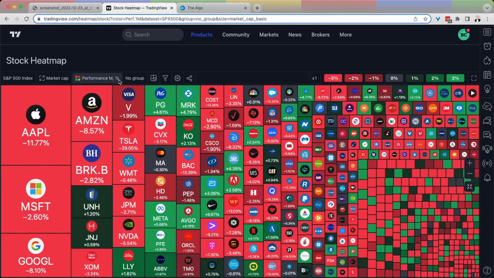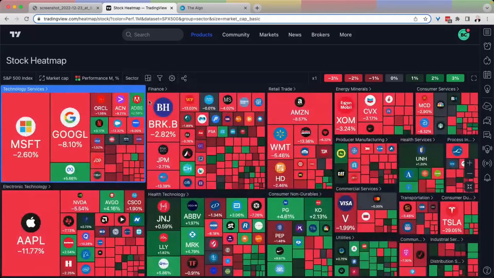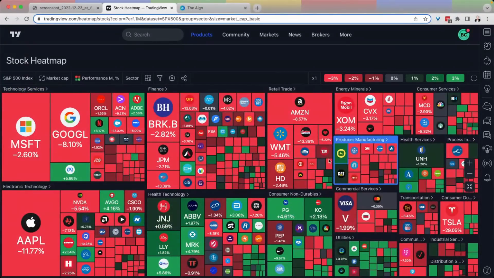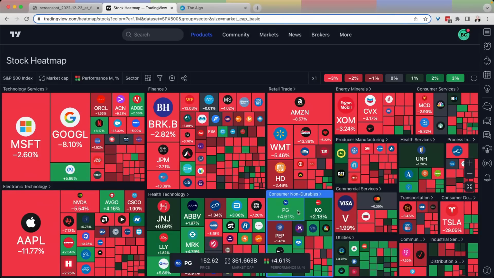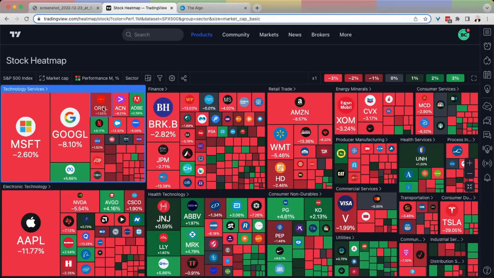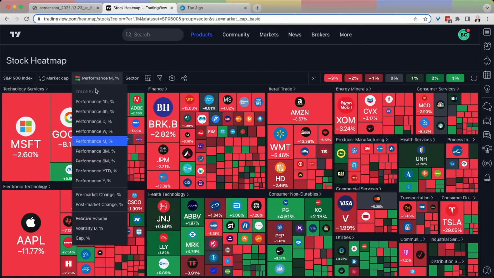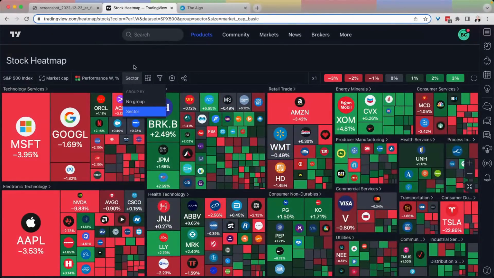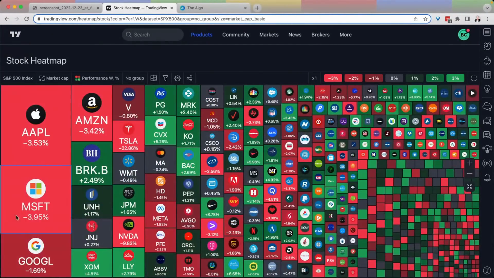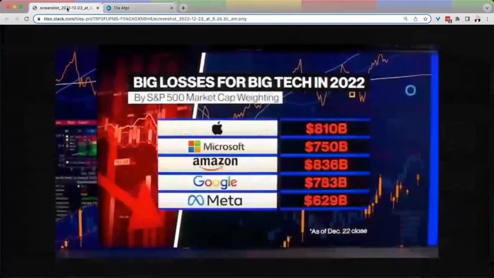This is very mixed. Let's go back here to sector. So energy's not working. Health technology is working. Consumer non-durables is working. Utilities are working. Everything else isn't really working. If we look here now at 1 week, it's kind of the same story, right? It's tech. Tech is soft. Tech is soft on every time frame year to date, which is why these losses are getting so dramatic.